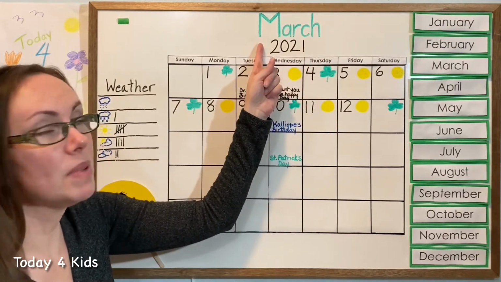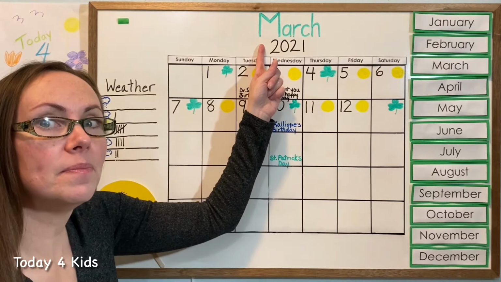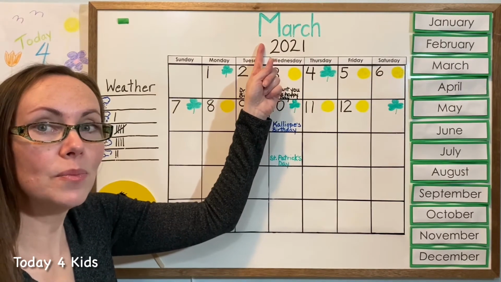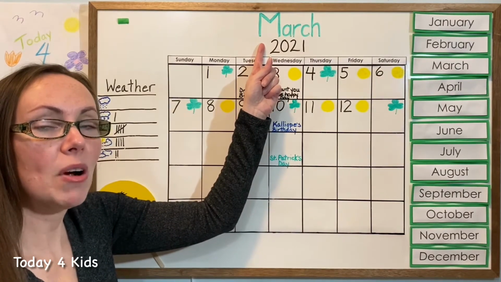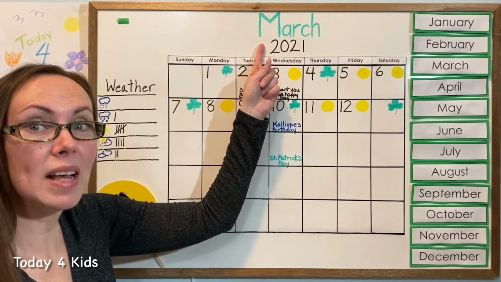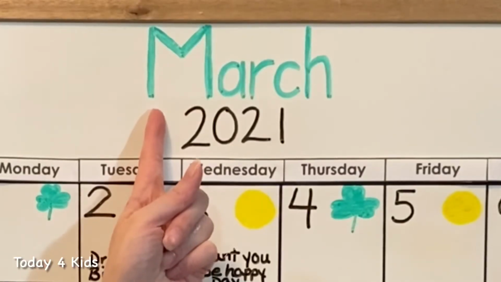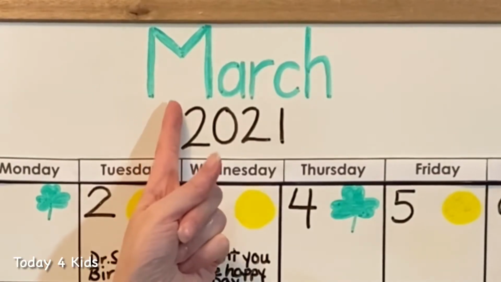And March begins with the letter M. Can you make the M sound? Try it with me. Good job. So March begins with the letter M, and some good M words are marshmallow, monkey. So March begins with a capital M because it's the name of our month. M-A-R-C-H.